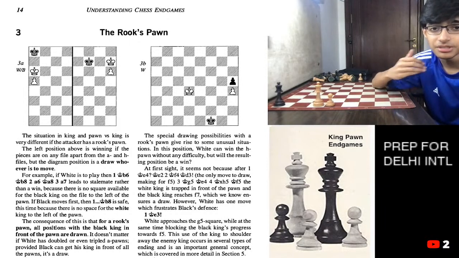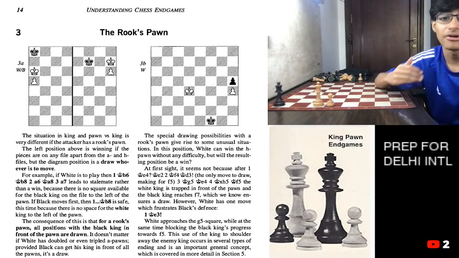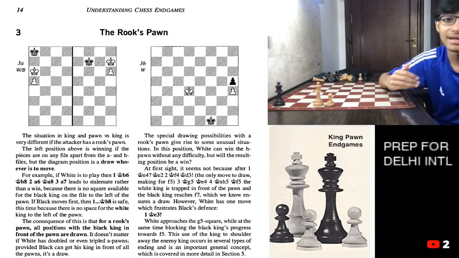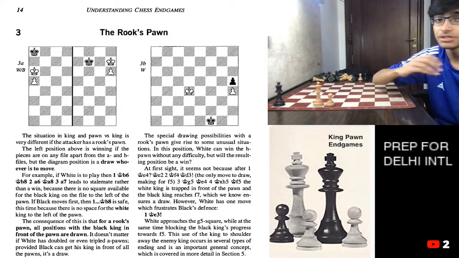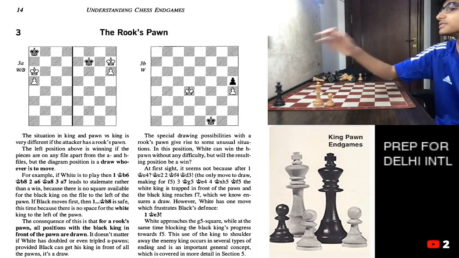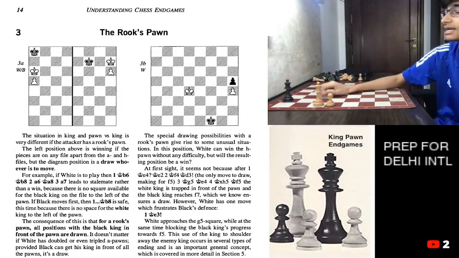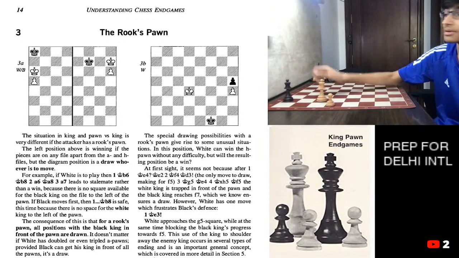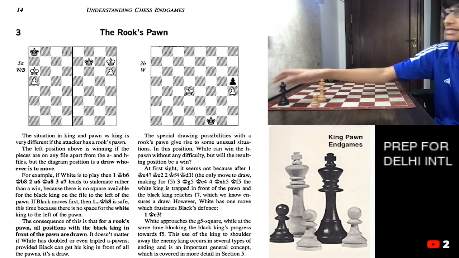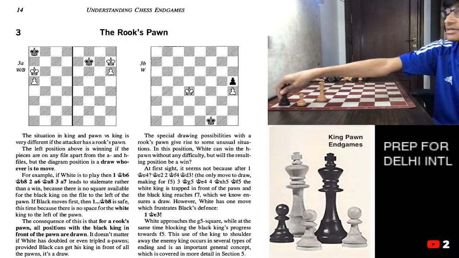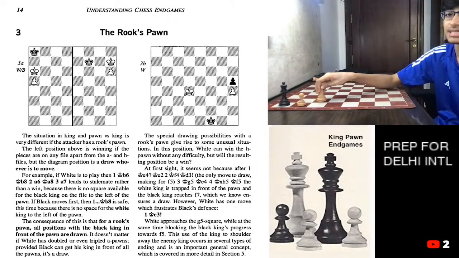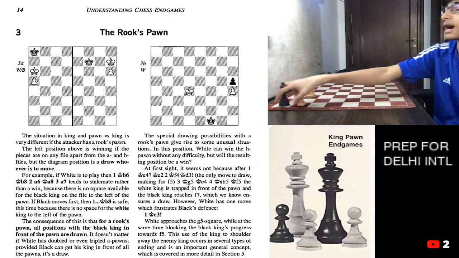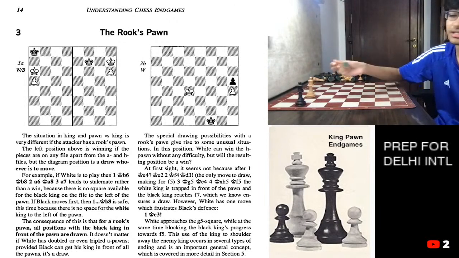The left position above is winning if the pieces are on any file apart from the a and h files, but the diagram position is a draw whoever is to move. And the reason for this is when black goes king to b8, we do get the opposition, but after king a8 and a6, king b8 and a7, after king a8, whatever white does, it's a draw because king a6 is a stalemate, and king c7, black can just capture king a7, leading to a draw.